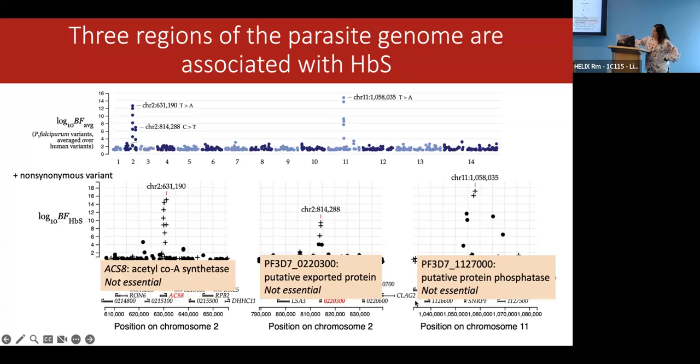These genes are ACS8, an acetyl-CoA synthetase that is not essential for the parasite, a putative exported protein that is not essential for the parasite, and a putative protein phosphatase that is not essential for the parasite.